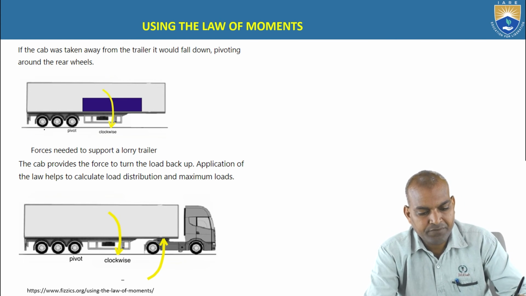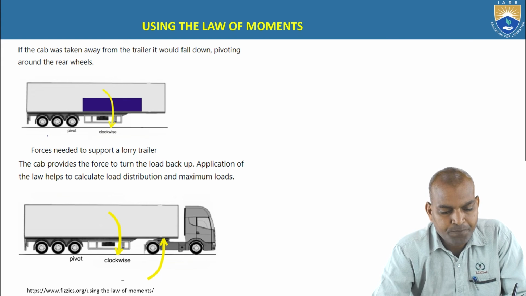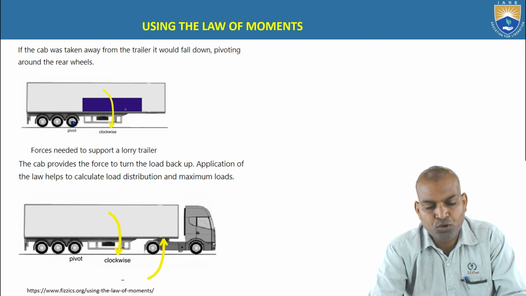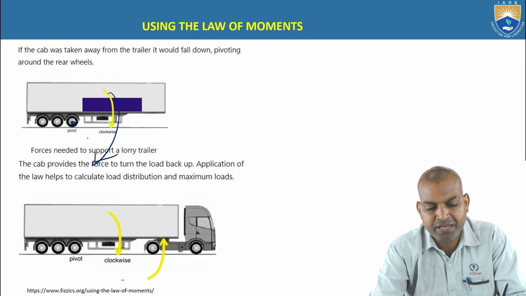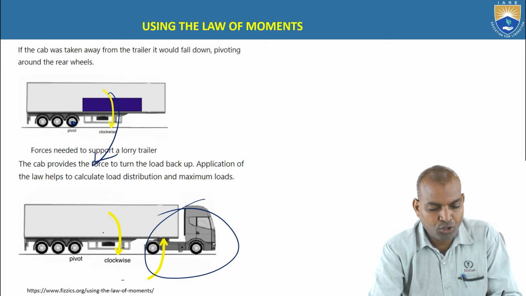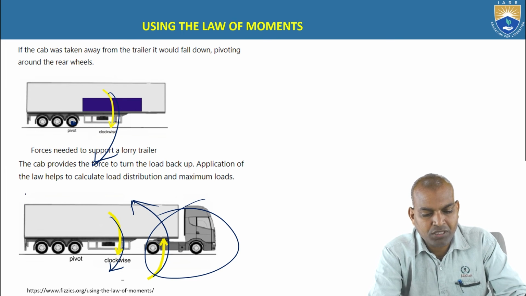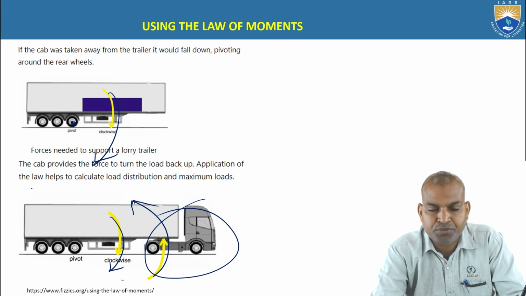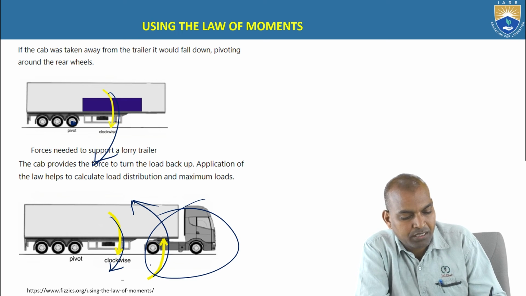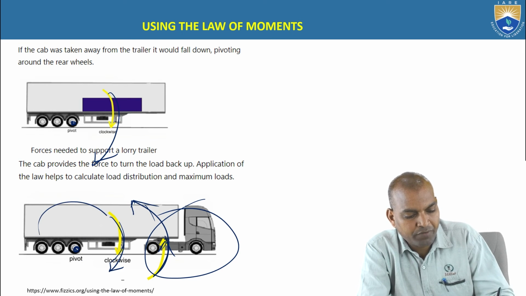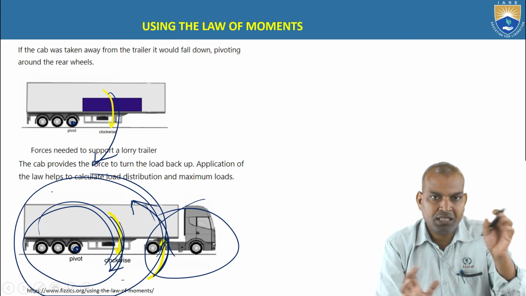Very important, in this figure 1, above figure, the pivot is this side. How will it be balanced? If it is alone, what will happen? It turns down. No weight is there. But then how to be balanced? By attaching at this point, in the clockwise and counterclockwise direction. The cab provides the force to turn the load back up. Application of the law helps to calculate the load distribution and the maximum loads. Counterclockwise and clockwise movements about this pivot point: this is the clockwise movement and this is the anticlockwise movement, so it will be balanced.